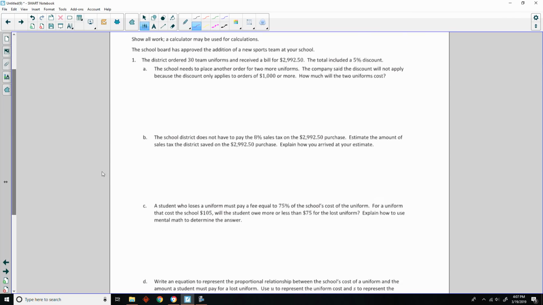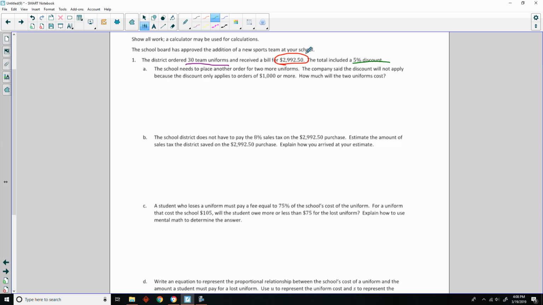Exercises. Show all work. A calculator may be used for calculations. The school board has approved the addition of a new sports team at your school. The district ordered 30 team uniforms and received a bill for $2,992.50. The total included a 5% discount. The school needs to place another order for 2 more uniforms. The company said the discount will not apply because the discount only applies to orders of $1,000 or more. How much will the 2 uniforms cost?